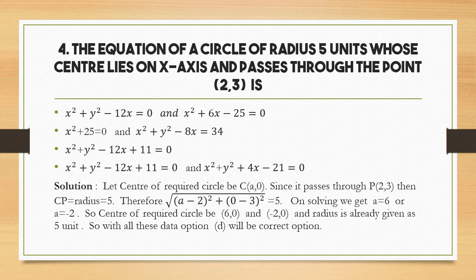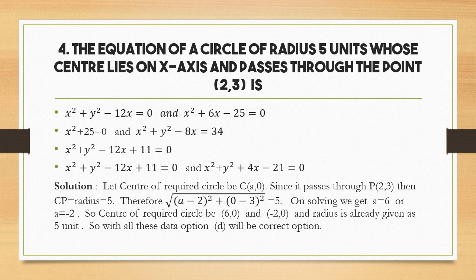And if you picturize this in your mind, CP will be the radius of this particular circle, and the radius is already given, which is 5 units. So I can say that CP equals 5, but C is what? (a, 0). P is what? (2, 3). Use the distance formula: square root of (a minus 2) the whole square plus (0 minus 3) the whole square equals 5.